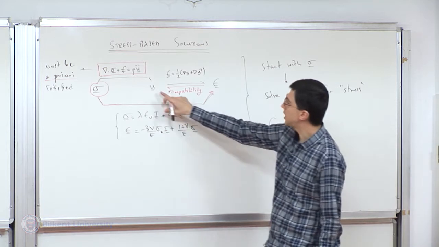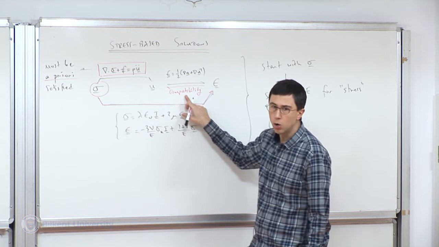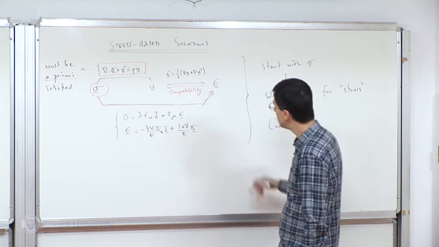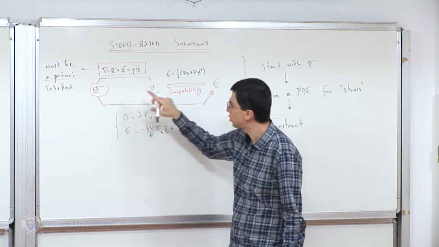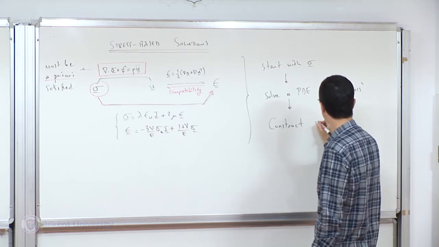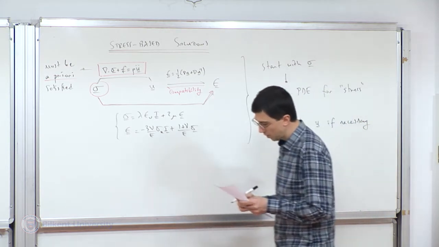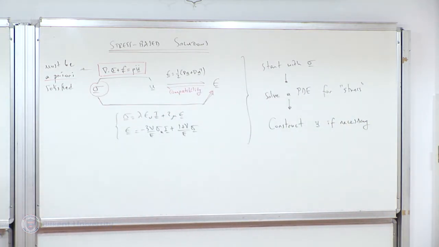And if necessary, I can calculate the displacement. Since I'm enforcing compatibility, I know that there is a displacement field, but I may not need it. It's not a displacement-based approach. My solution delivers stress, not displacement. But if necessary, I can calculate it. So construct U if necessary. So that's the idea. Okay? And I hope the diagram sort of demonstrates that it is quite different.